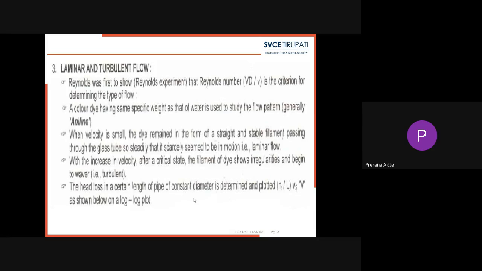And if the velocity was increased, after a critical state, the filament of dye shows irregularities and begins to waver. We can consider that type of flow as turbulent flow.